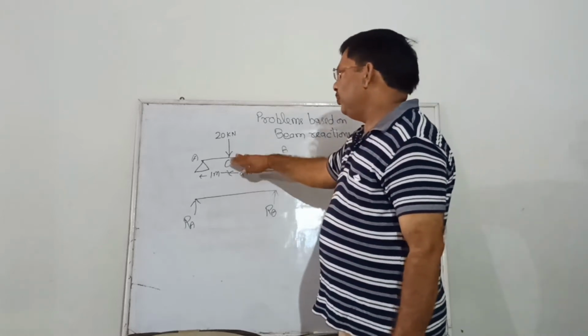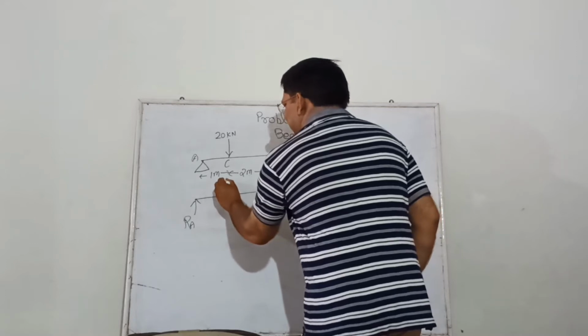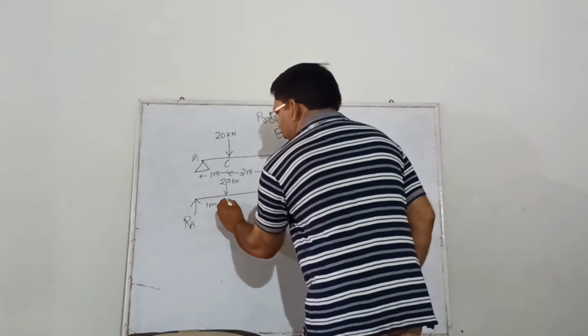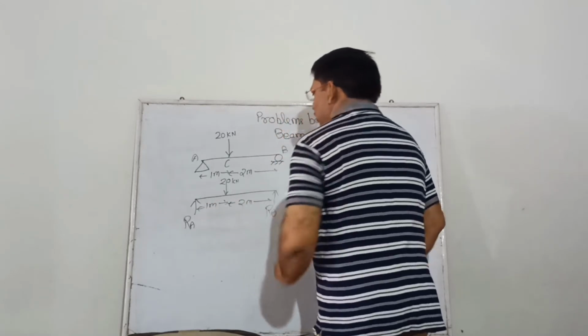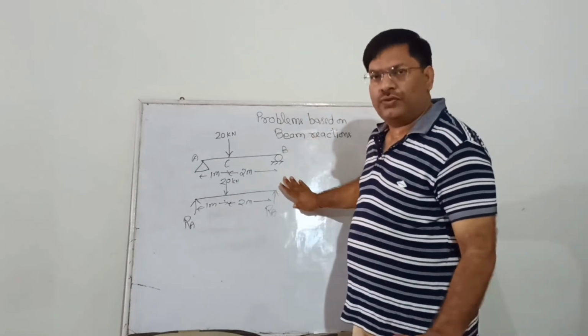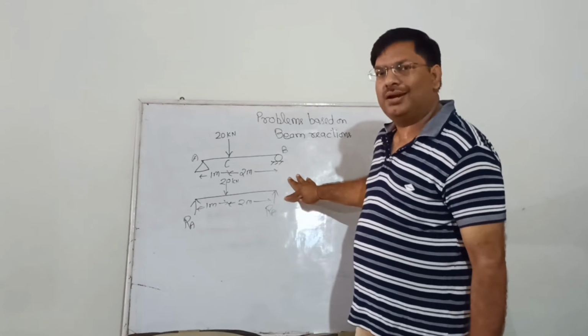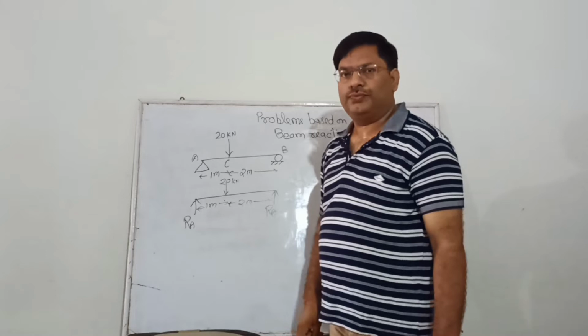At C point this load of 20 kilonewton is acting. Now this distance is 1 meter, this one is 2 meter. So our first step is completed. We have drawn the free body diagram of this beam. Now we will apply the conditions of equilibrium.